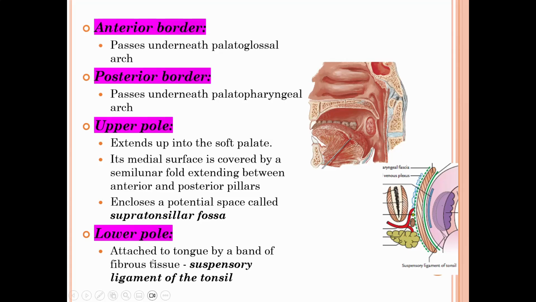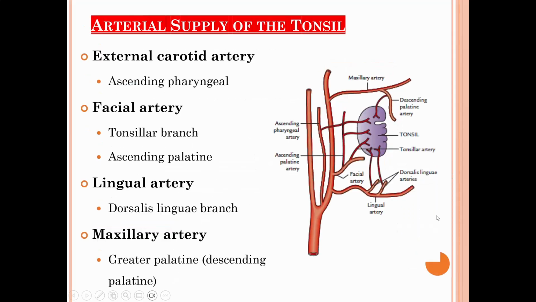Then there is the lower pole, it is attached to the tongue here by a band of fibrous tissue that is known as the suspensory ligament of the tonsil. So you can see the tonsil here, what is visible here: upper pole, then here is the lower pole, here is the anterior border, here is the posterior border, here is the lateral surface, here is the medial surface, here is the lateral surface.